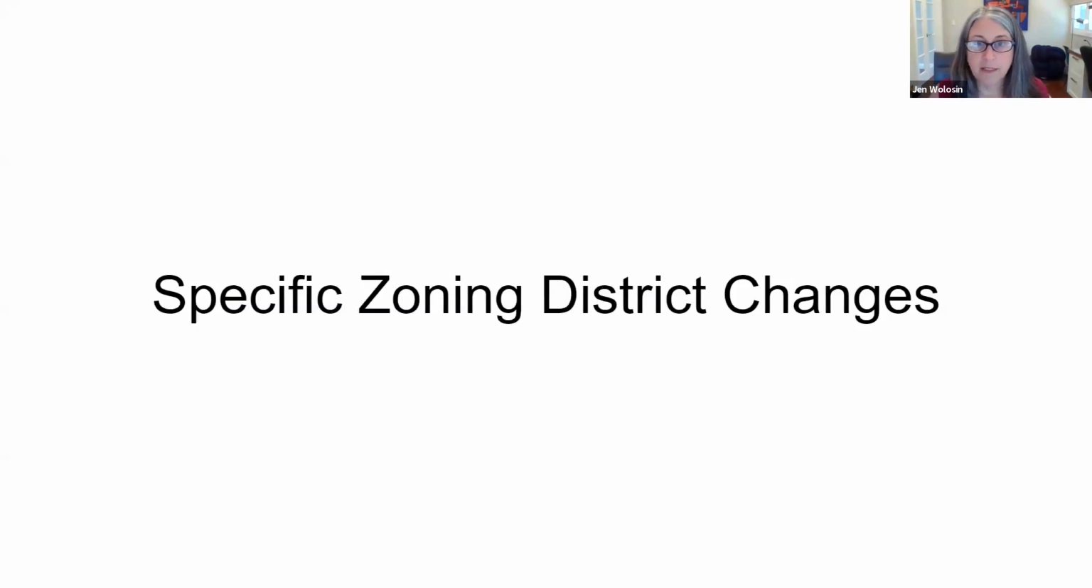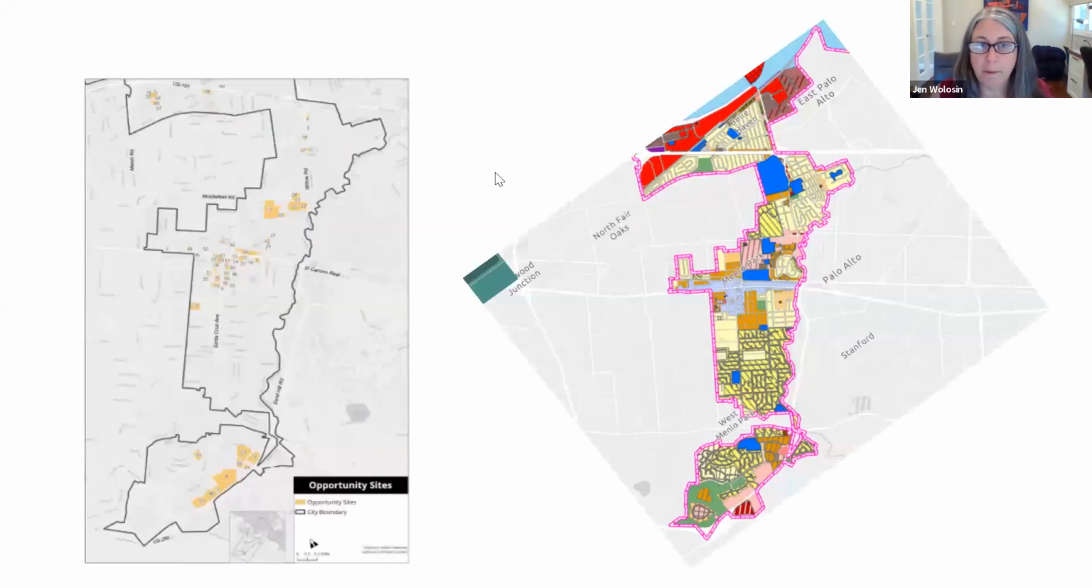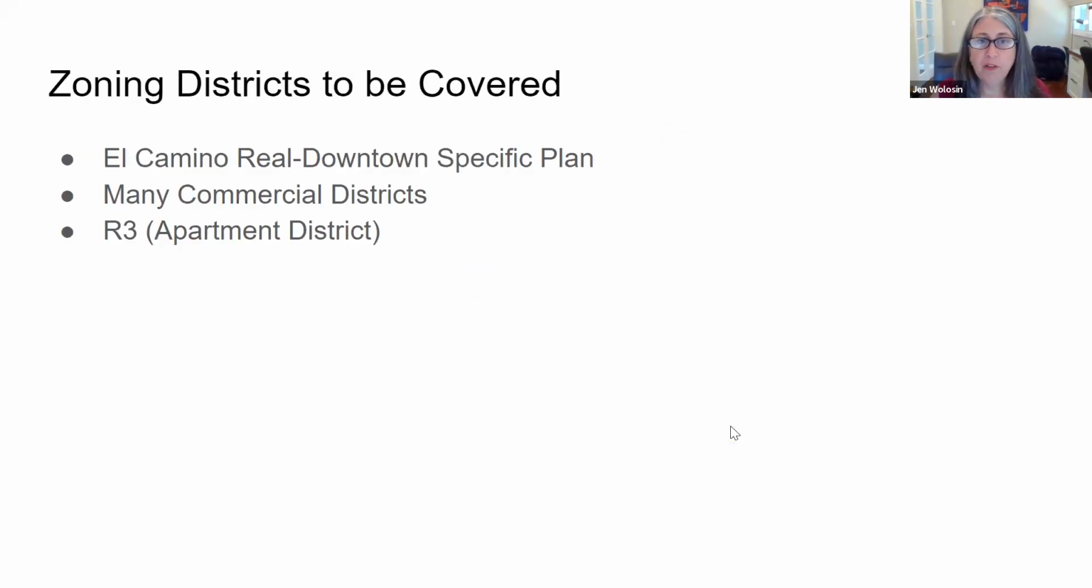All right, we're now going to go through specific zoning districts that are going to be rezoned as part of this process. So as you remember, these are the housing element sites in yellow, and this was the zoning map that we looked at earlier of Menlo Park. There's really 3 zoning districts that are going to be greatly impacted. And out of those 69 opportunity sites that we have in our housing element, about 31 are coming from the downtown El Camino Real specific plan area.